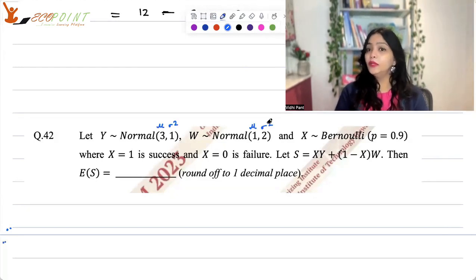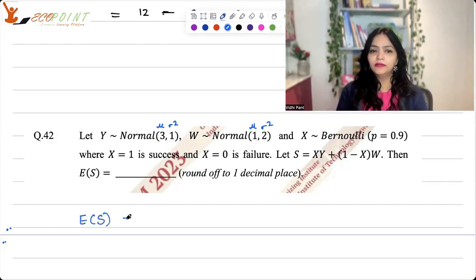And X is a Bernoulli random variable with P equals 0.9, where X is equal to 1. Bernoulli, of course, when X is equal to 1 is success and X is equal to 0 is failure. Let S be XY plus (1 minus X) into W. Then expected value of S is, well, the expected value of S basically is the expected value of XY plus (1 minus X)W.